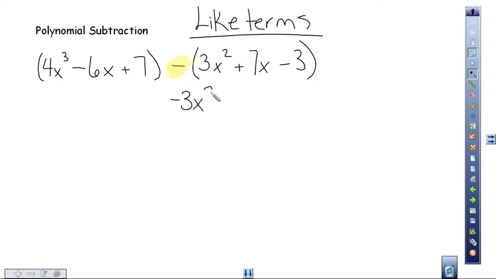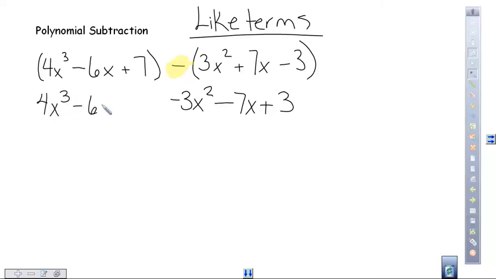So that means that it is minus 3x squared, it is minus 7x, and minus negative 3. Don't forget, minus a negative is plus a positive. That negative has to go with everything inside that parenthesis, and that is where most students slip up, is that they just subtract the first term. Everything in this polynomial has to be subtracted. You want to make sure that it is minus everything in that polynomial.